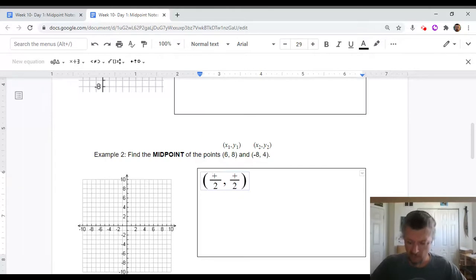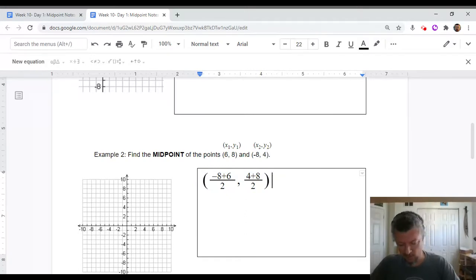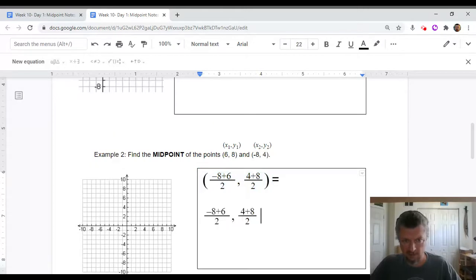So I'm going to do x2, negative 8, plus x1 is 6, and then y2 is 4, and y1 is 8. And again, you know that 4 plus 8 is the same as 8 plus 4. So the order does not matter on these, but it will matter on the one on day 2. So let's keep going here.